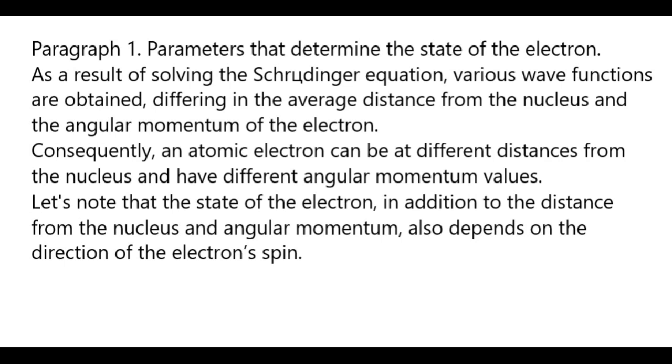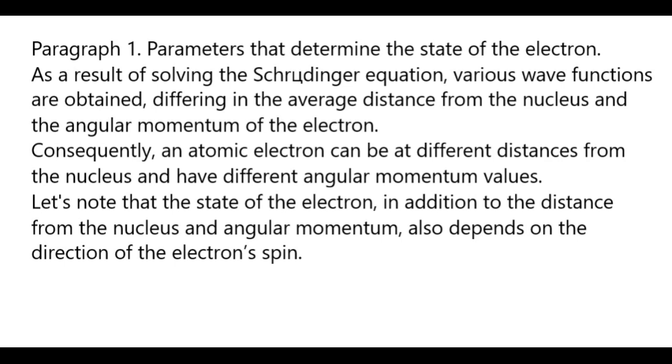As a result of solving the Schrödinger equation, various wave functions are obtained, differing in the average distance from the nucleus and the angular momentum of the electron. Consequently, an atomic electron can be at different distances from the nucleus and have different angular momentum values.